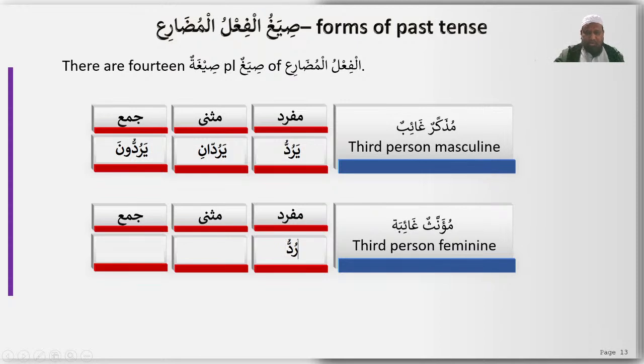For muannas, ترد. مثنى: add the ألف الاثنين as the فاعل and نون كسرة for the مثنى. تردان. Or جمع مؤنث, it is only one of the two sigas where the rule is not applied, so we'll see both of the letters. يرددن. So let's go through these 6 sigas again. يرد, يردان, يردون, ترد, تردان, يرددن.